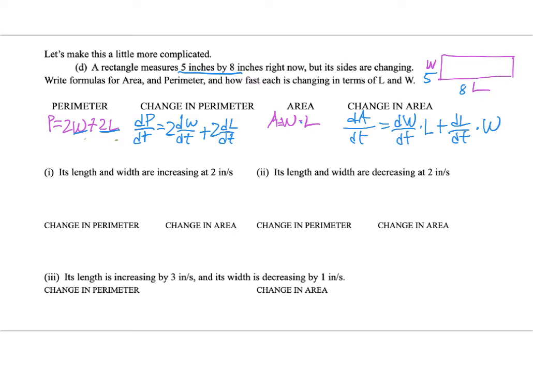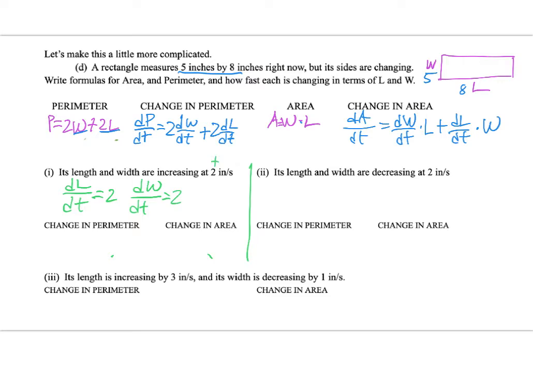We're being told some things here. We're being told that the length and width are increasing at 2 inches per second. That's for these two problems here. So that means that dL dt is equal to 2. dw dt is also equal to 2. This is positive because it's increasing.